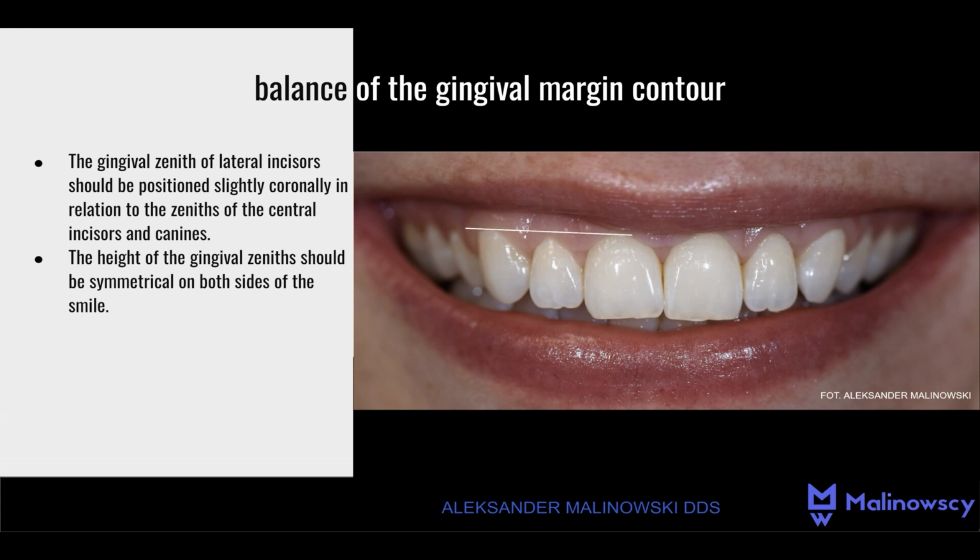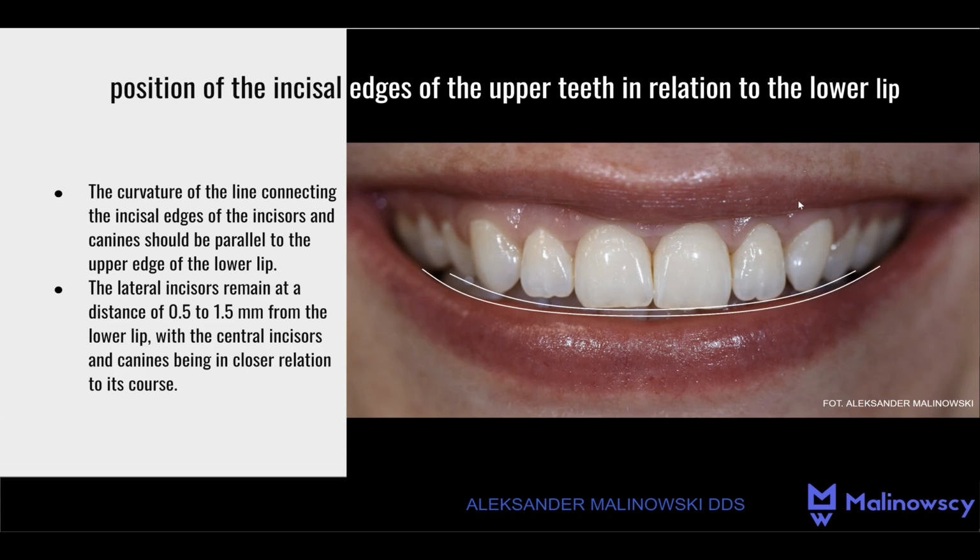Okay. Position of the incisal edges of the upper teeth in relation to the lower lip. The lateral incisor should be at a distance of 1 to 1.5 millimeters from the lower lip. Central incisors should be in closer relation than the lateral incisors. But what is also important, we should remember that teeth should not touch the lower lip, because it will be unfunctional and probably not accepted by the patients, because it looks like the teeth are too large.